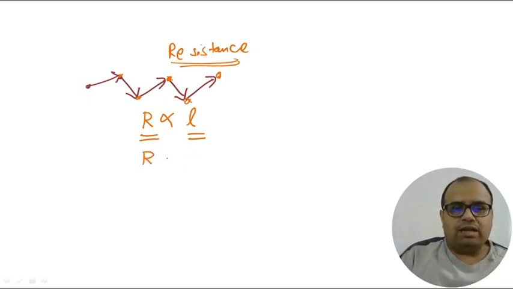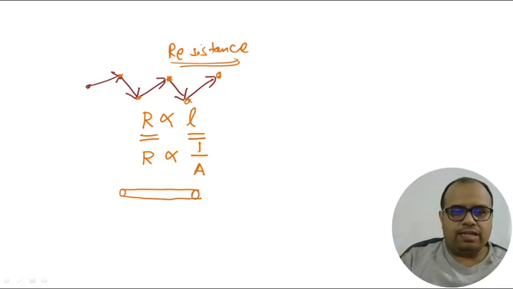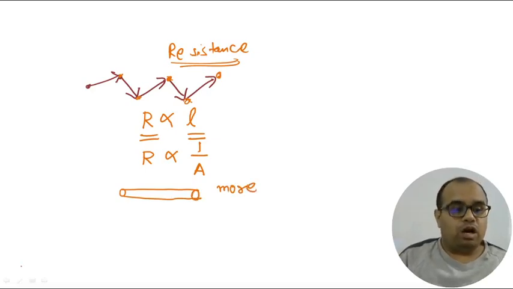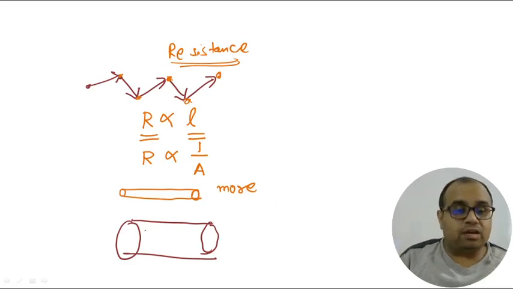Having said that, resistance is inversely proportional to cross section area. What does it mean? If you have a thin wire, then you will find that the resistance of this thin wire is more. However, if you take a thick wire, then you will find that the resistance of this thick wire is lesser. This is called the cross section area.